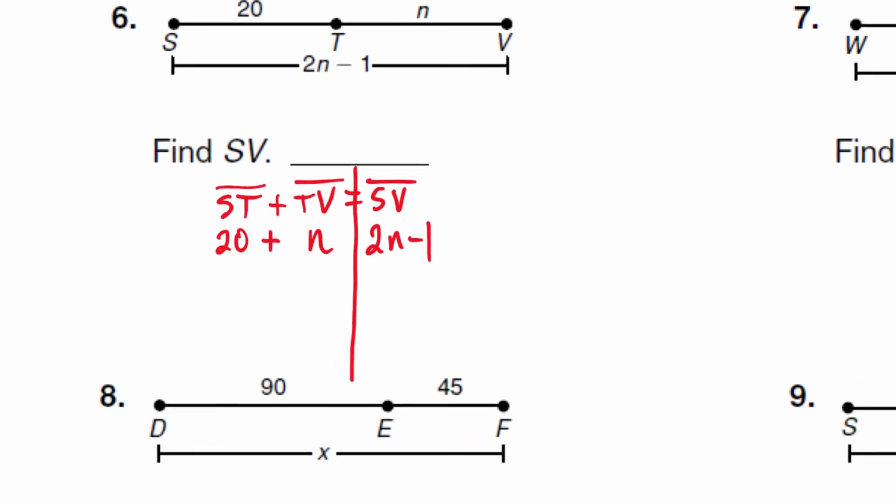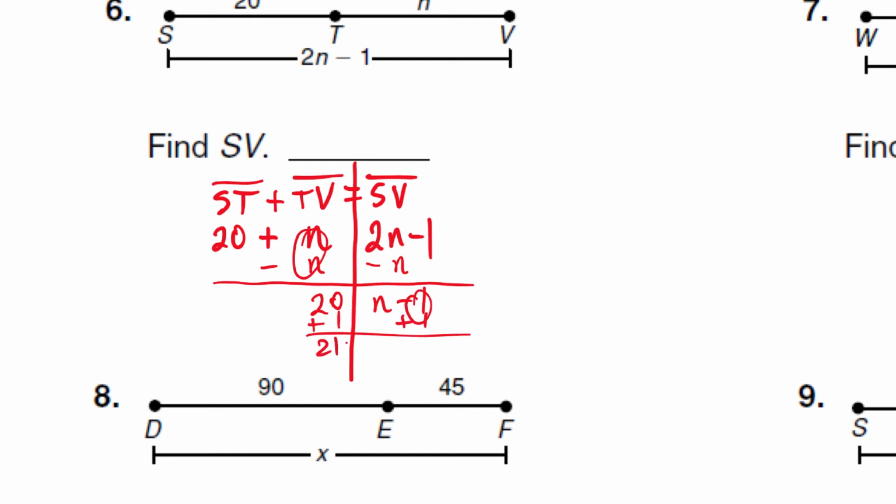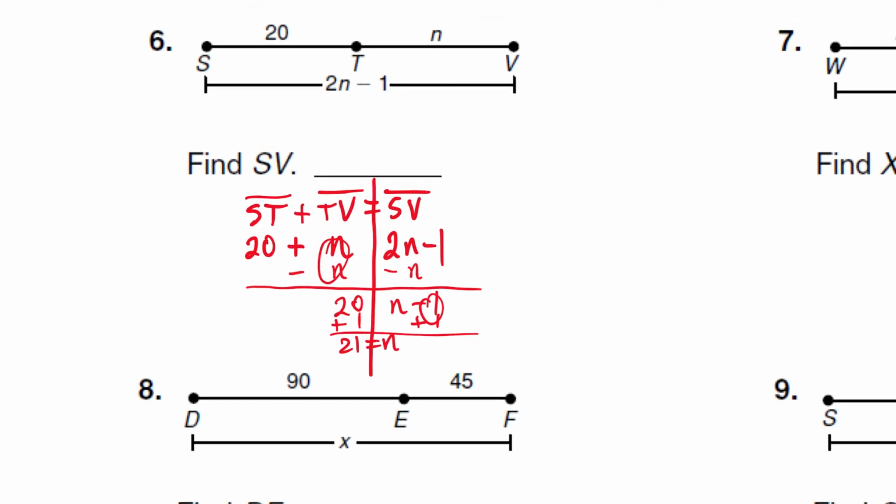All right, and so now from here it's just algebra, just solving for n. I need to combine like terms and get those n's together. So I'm going to subtract n from both sides. That's going to zero that out. That's going to leave 20 equals, what's 2n minus n? n, or just 1n. Still with the minus 1, nothing changed that. And then I'm going to add 1 to both sides. Okay, so n is 21.